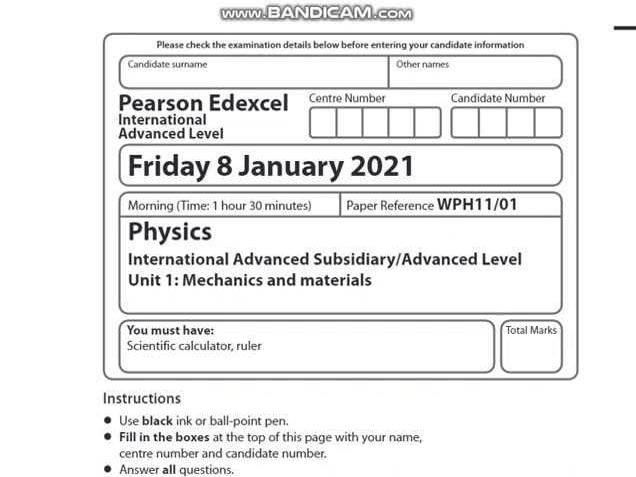Today we are solving a physics paper from International Advanced Subsidiary Advanced Level, Unit 1 Mechanics and Materials. As you can see, that's a fresh paper from 2021, this year only, and we'll be going through the MCQs only from this paper. So without further ado, let's get started.